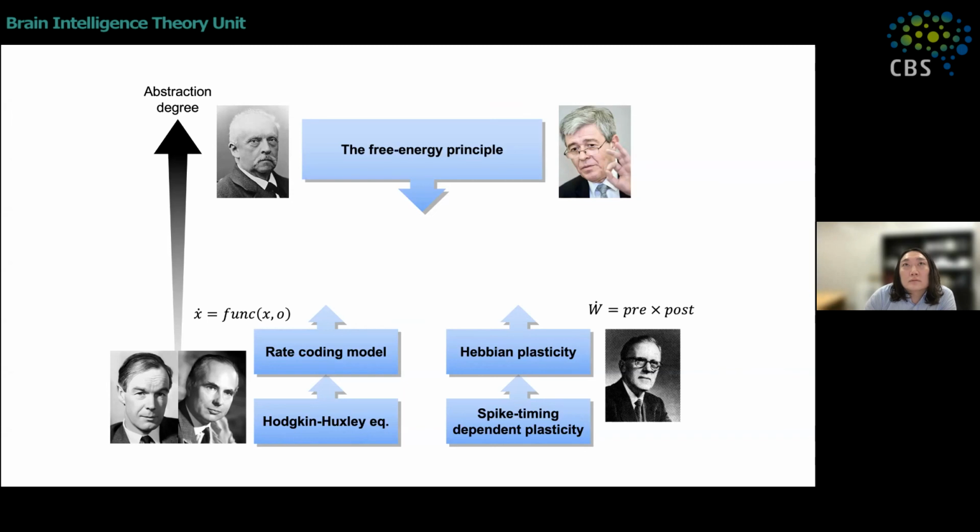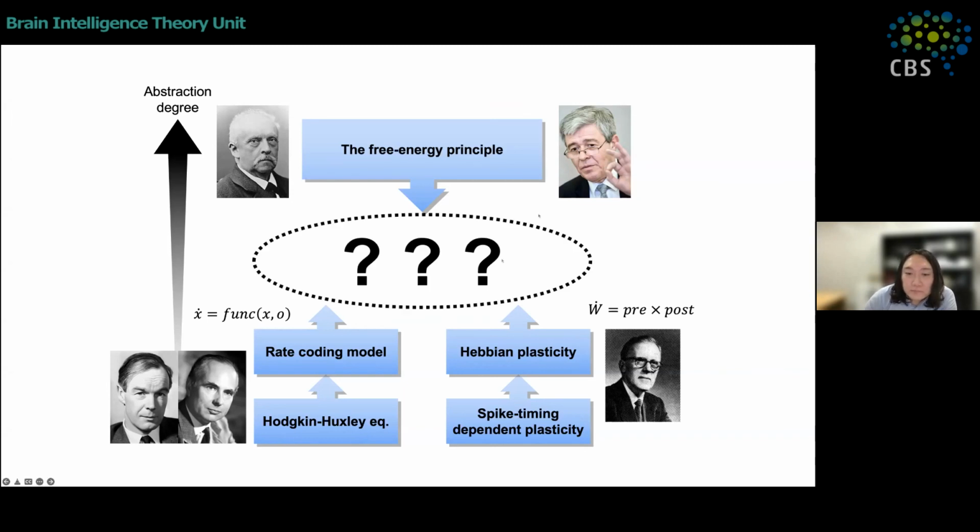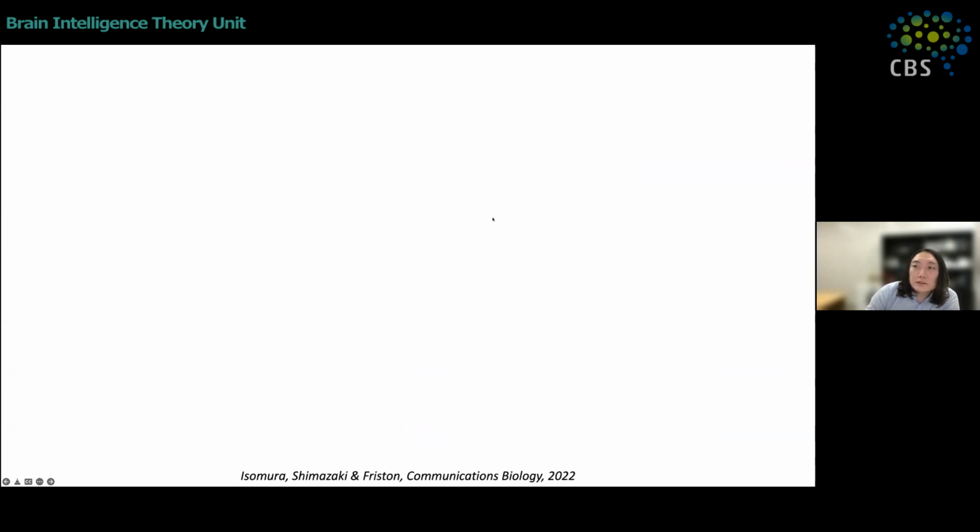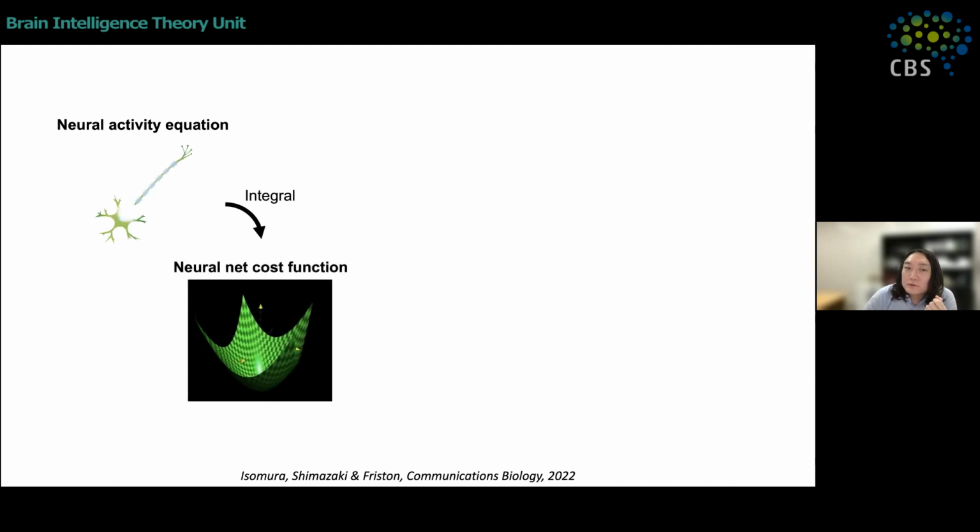So our group addressed the creation of a clear link between those physiological phenomena and the theory derived from information theory. To address this issue, we recently proposed a theory that precisely links those two aspects. To do so, first we consider the equation of neural activity and consider what is the biologically plausible cost function for this equation. And by taking the integral of this equation, we could derive a biologically plausible cost function for a neural network.